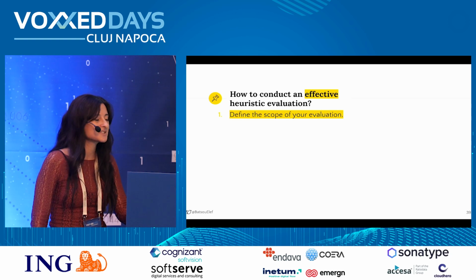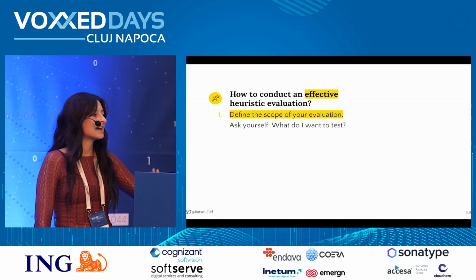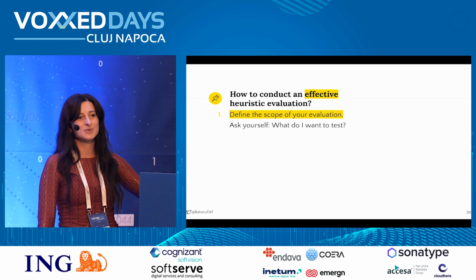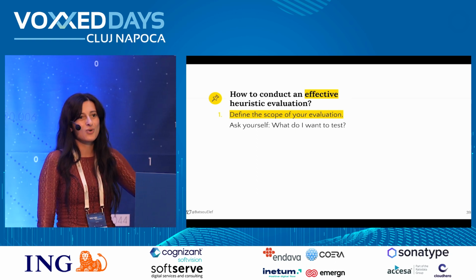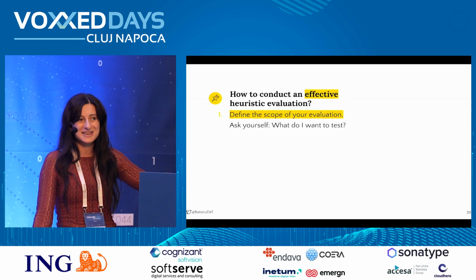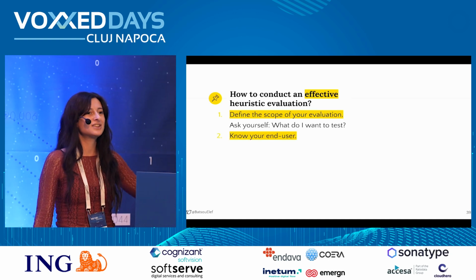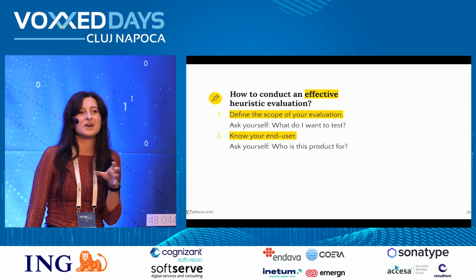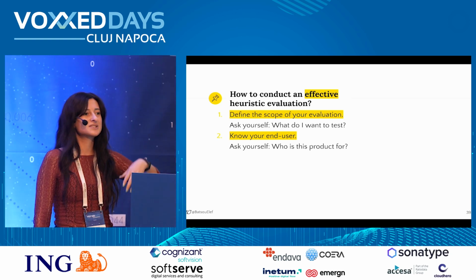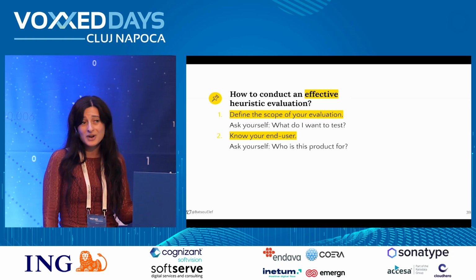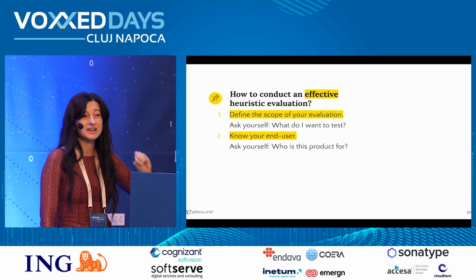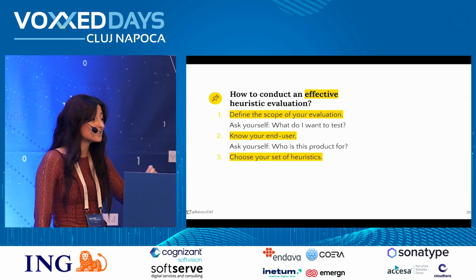First of all, define the scope of your evaluation and ask yourself, what do I want to test? Maybe this is one of the most crucial things, that we have to know what we want to test, and then we can test it. Know your end user. Who is this product for? Is it for you, for your friends, for some older people, some people from, I don't know, not your country, which means that they will have a different culture and different standards.